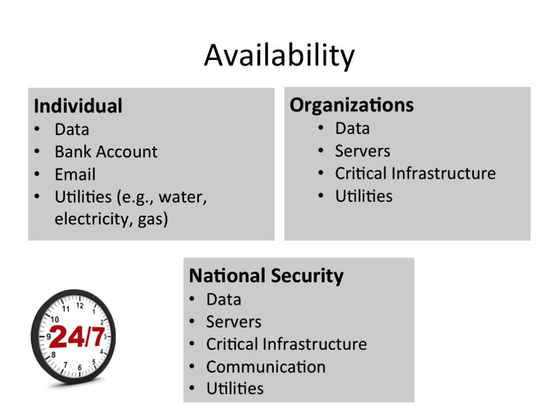For individuals, their individual data, bank account information, email, availability of utilities such as water, electricity, and gas. Organizations, access to or availability of data, servers, critical infrastructure, as well as utilities. National security, data, servers, critical infrastructure, communication, as well as utilities.